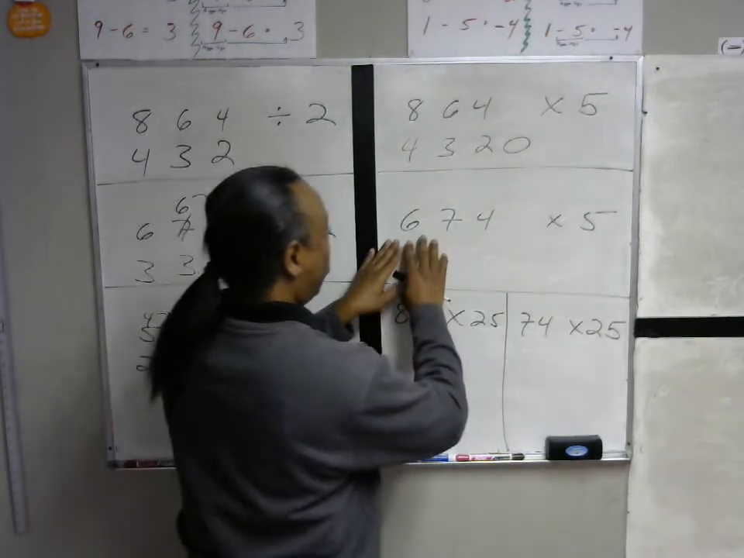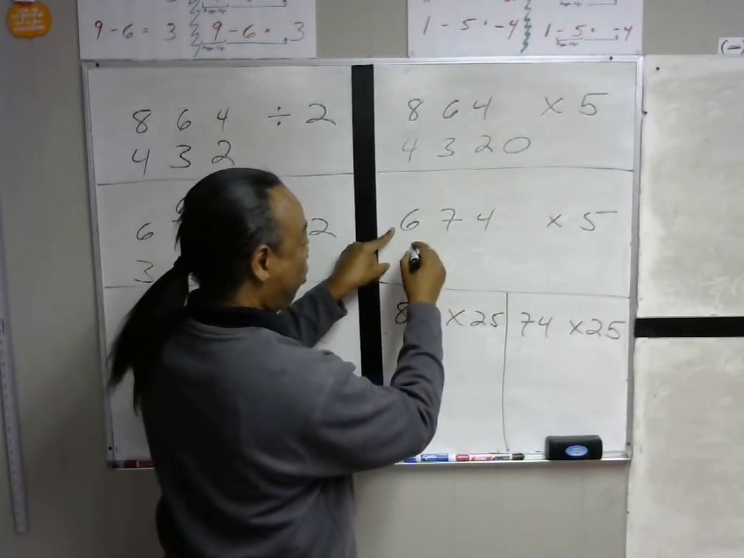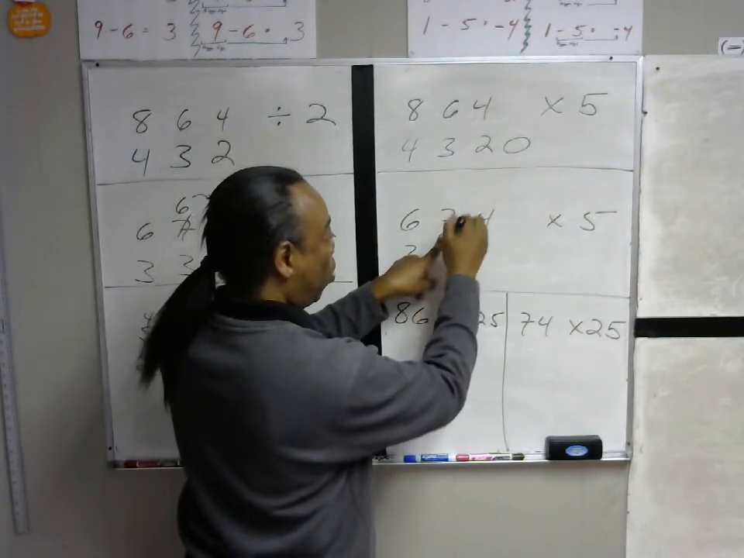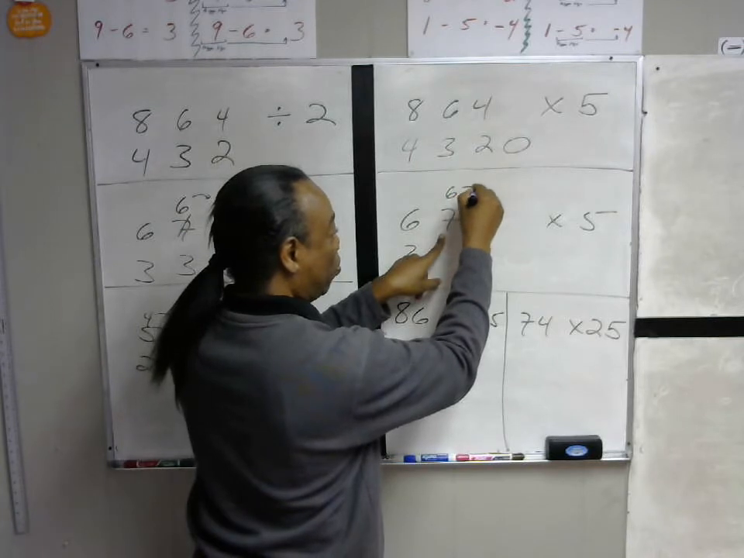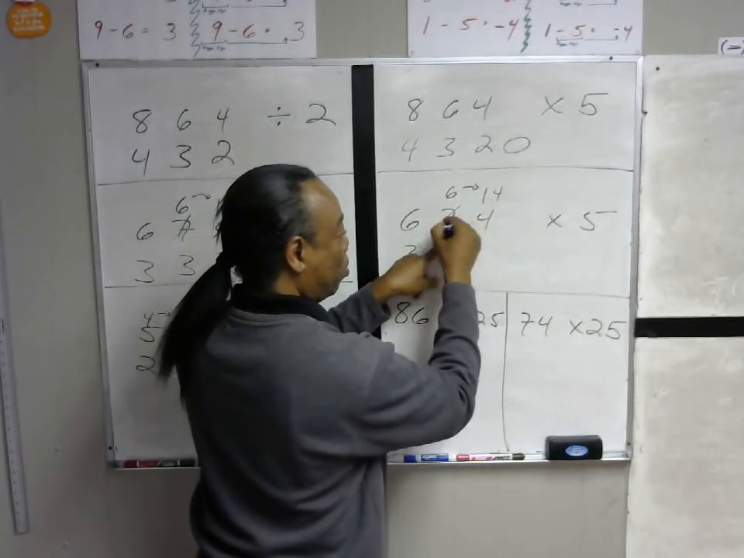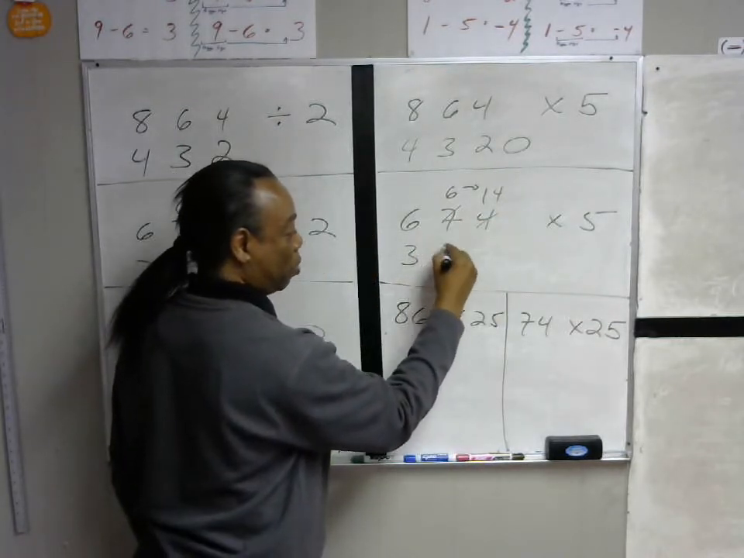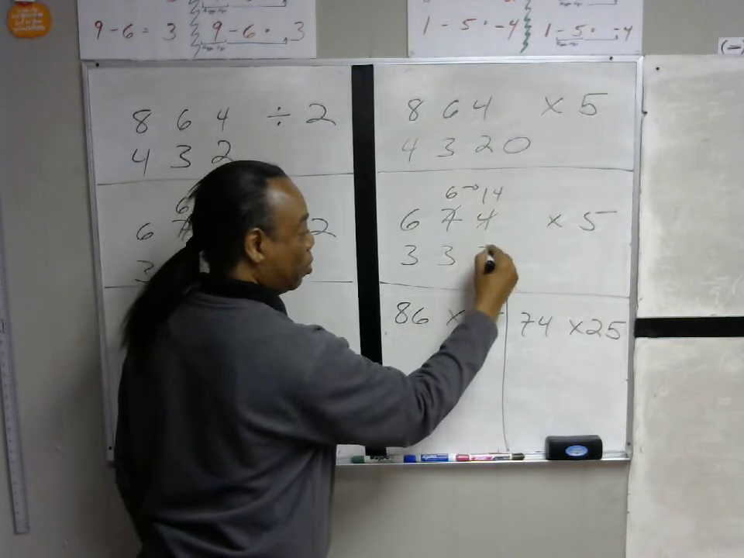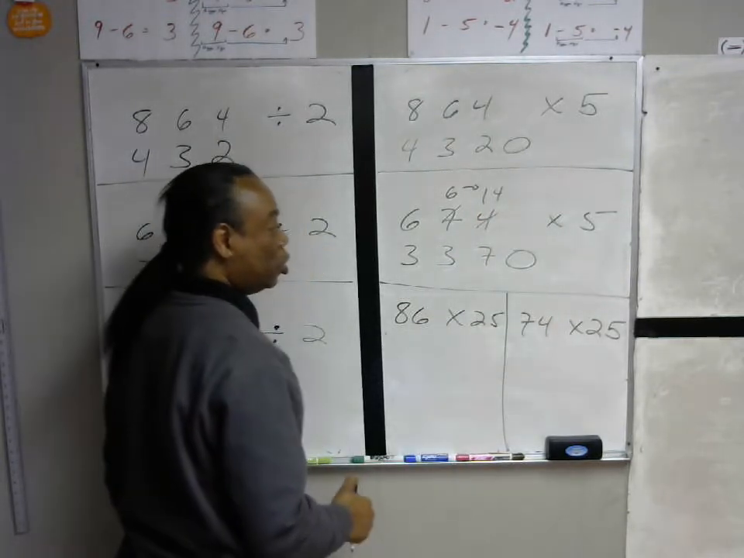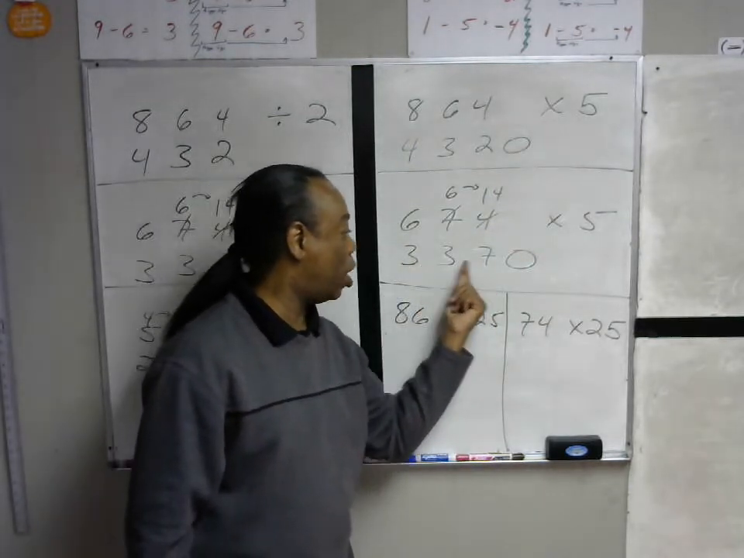Okay, we're going to multiply 674 by 5, so we need to take half of this number. Half of the 6 is 3. You cannot take half of a 7, so we're going to borrow 1 from it. So it becomes 6. And the borrowed 1 goes to the 4, so we get 14. So half of the 6 is 3. Half of the 14 is 7. And since we're multiplying by 5, we're going to add a 0. So 674 times 5 is going to be 3,370.